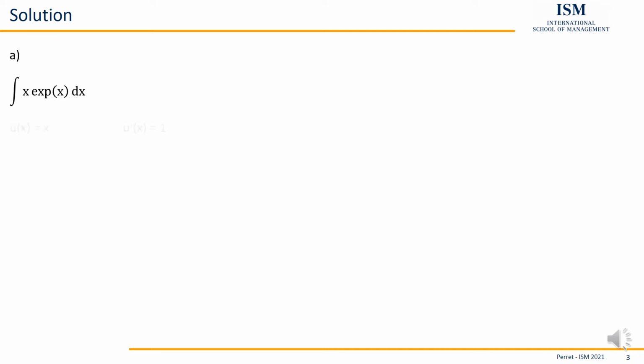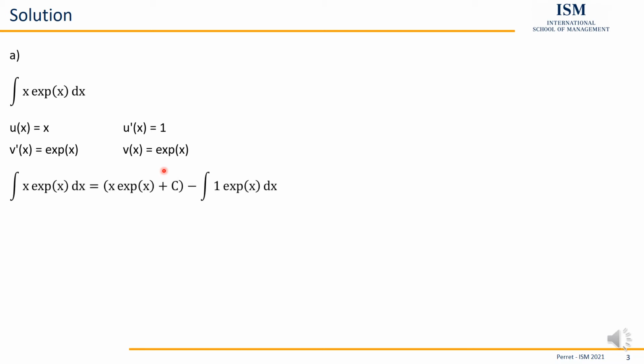So if we know this, we can set as function u the first part, the x, and the u is what we will derive. So here we take the derivative of u, which is 1, and then the other part, the exponential function, we call the derivative of v. That's the second part here. That's actually the derivative, and now we need the primitive of this. So we need to integrate it, giving us here again the exponential function.